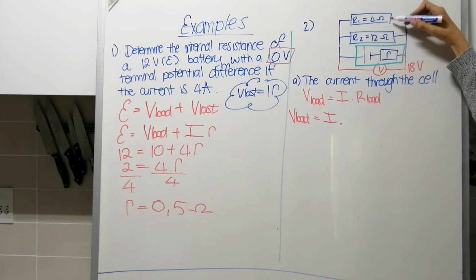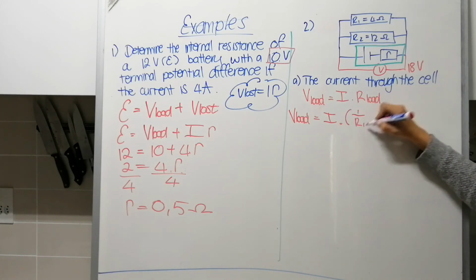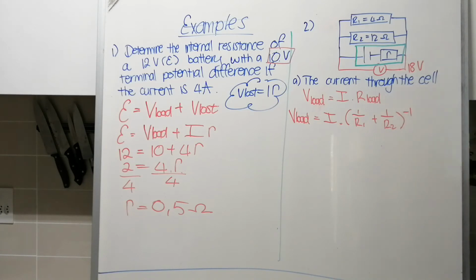These are in parallel, right? The total parallel would be 1 over R1 plus 1 over R2, inverted. That's how we would find the total parallel resistance. Now we can substitute in.